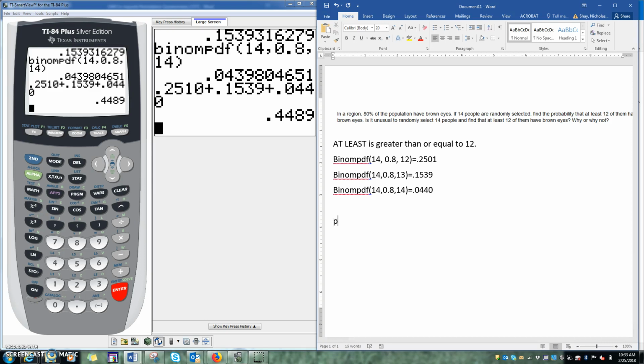So this is what we were being asked, and we found that by doing all three of these, and when you add them up you get 0.4489 or 44.89%. Again, I hope this is helpful. Just focus in on how many trials, what's the chance of success, and if you see at least or at most, know it's going to be an inequality here.